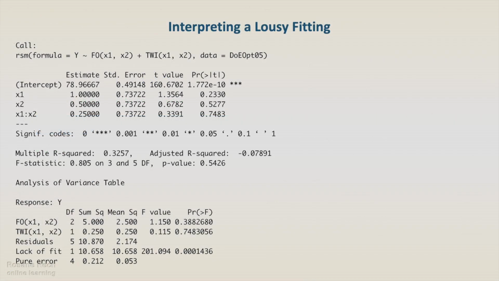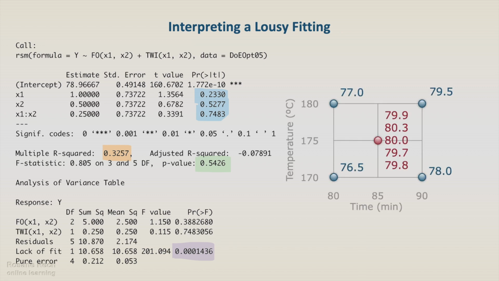The results are pretty disappointing. Neither x1 or x2, nor the interaction between them was significant. The R squared is extremely low, the p-value shows the regression is not significant, and the lack of fit was significant. Let's take a look at the results and try to understand what is happening.